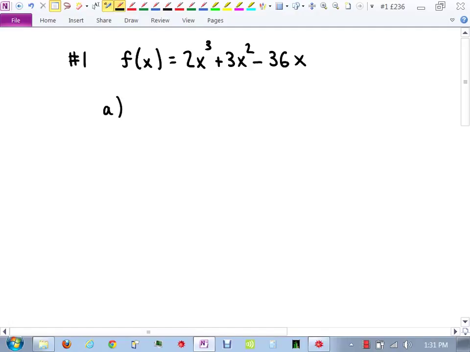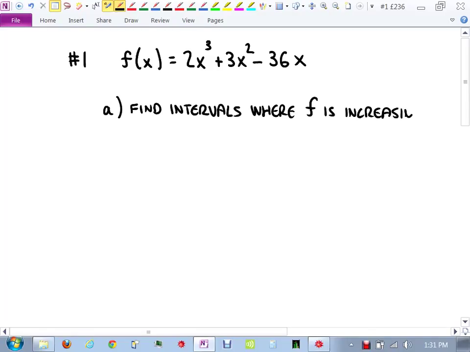Part A of this says find intervals where f is increasing or decreasing.